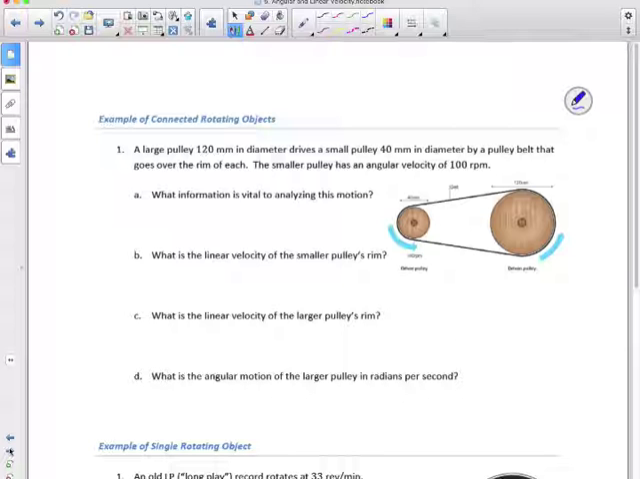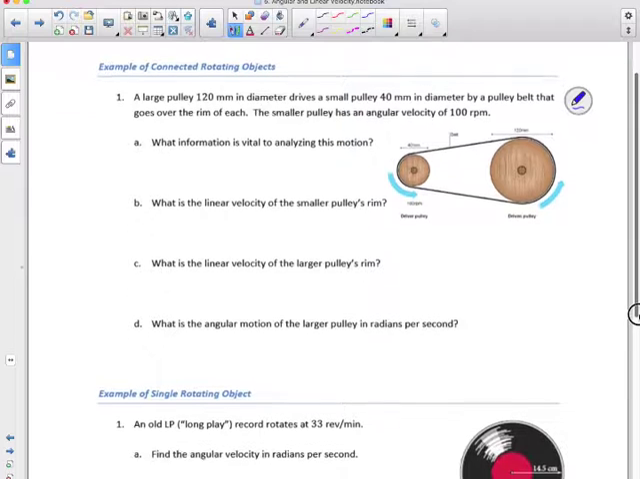So what I'm going to do now is two examples for you. If you'd like to pause the video, you're more than welcome to. Example 1 is going to be a connected rotating object.